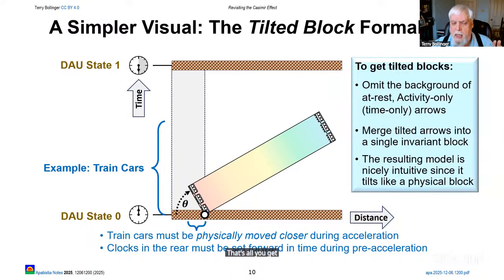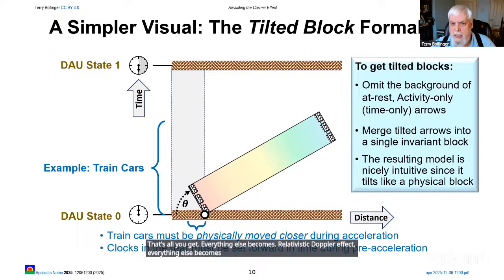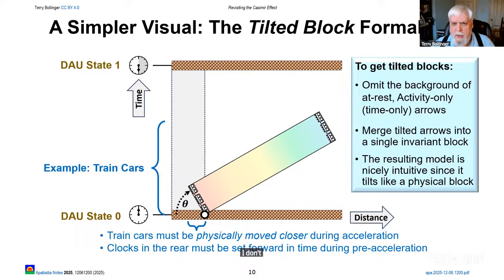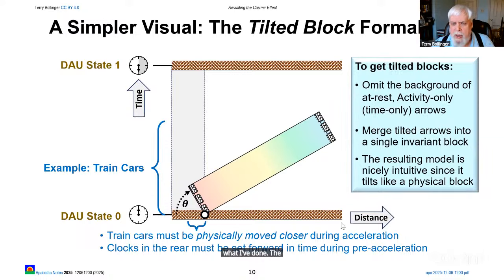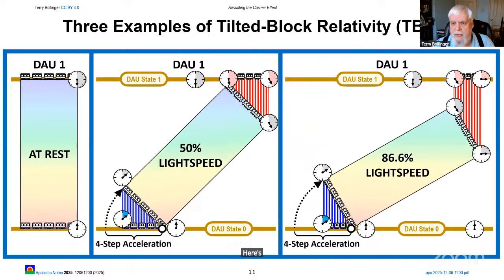Everything else becomes relativistic Doppler effect. Everything else becomes just how you interpret the outside data. You're not changing the outside universe, which in many ways is just common sense to say, well, because I accelerate it, I don't change everything else. I don't slow down the rest of the universe. The rest of the universe could care less what I've done. The operator dynamic, tilted block dynamic, immediately shows you that. Here's just 3 examples of that.